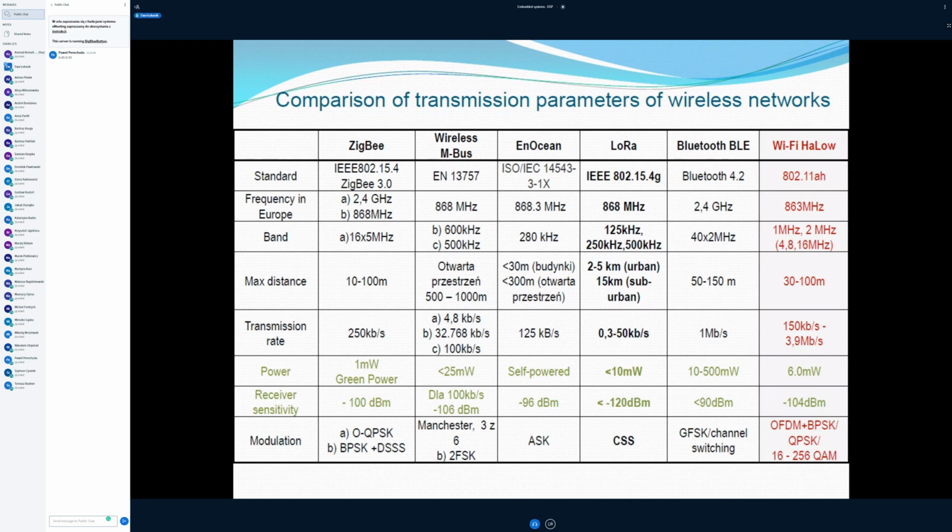Well, today what is very important is power. So ZigBee is 1 milliwatt. So it's green power. It's really great, because when we have to decide what kind of system to use, the power consumption is a very, very important parameter. LoRa, it's less than 10 milliwatts. And Wi-Fi HaLow, it's 6 milliwatts. It's a really rather small value.